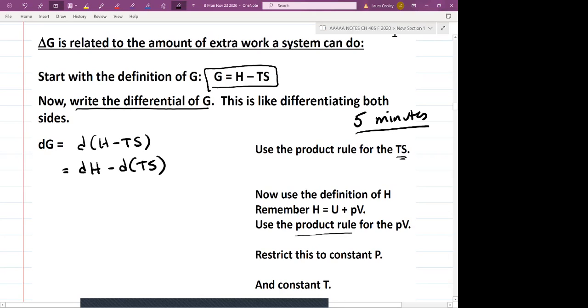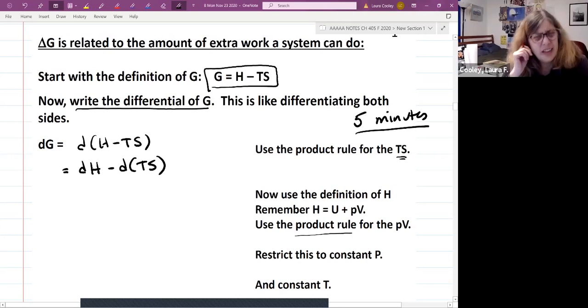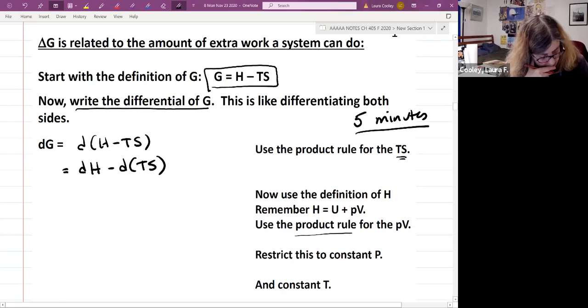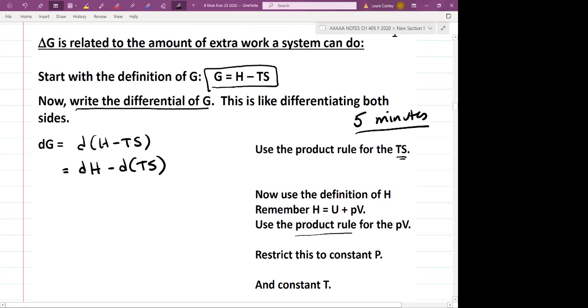Do you end up with no TDS? Like, at some point, do you cancel out TDS? At the end, do you have no TDS? Okay. I think I'm on the right step, but I'm still trying to do it.